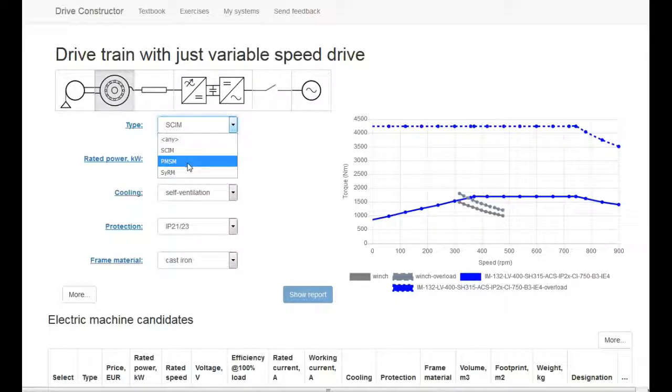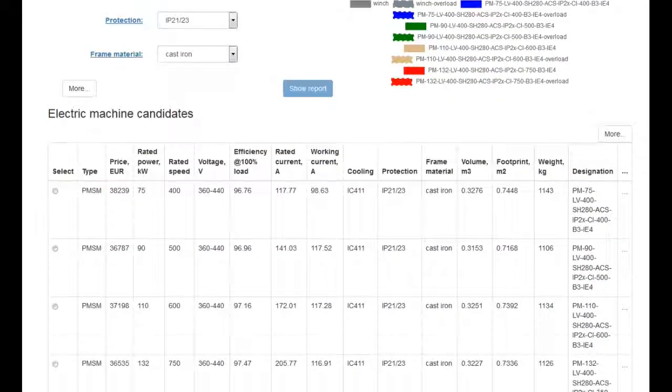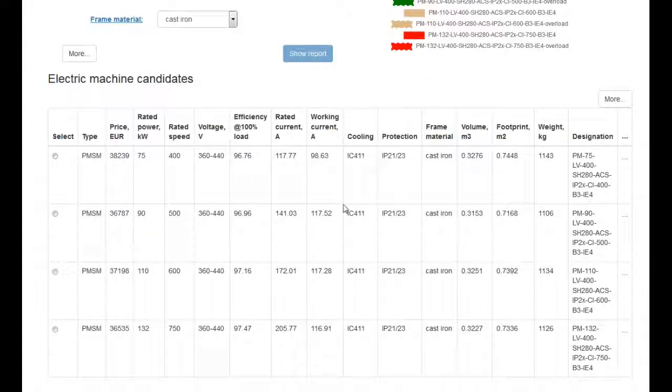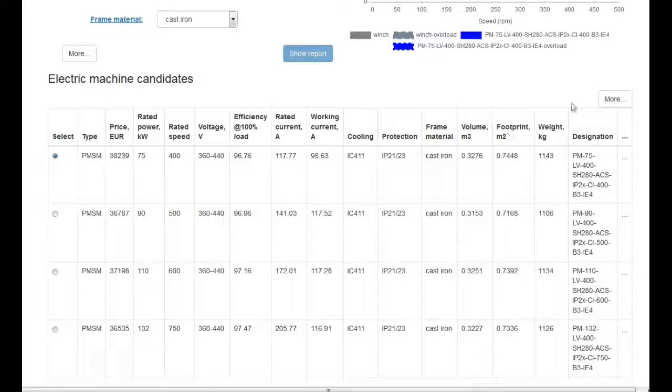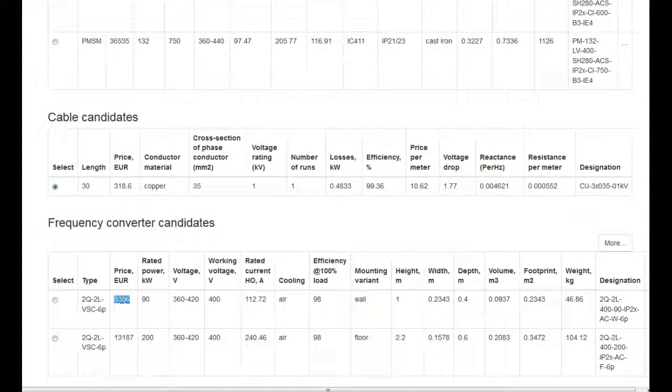We see there are several variants, as it usually is in DriveConstructor, but maybe this is above average. 4 motors proposed by DriveConstructor, and working current is quite different for these motors. That's because their rated speed is different. So maybe we tend to take the lowest working current one, and the frequency converter is much smaller. You see, for the PM machine, it's just 90 kilowatt.